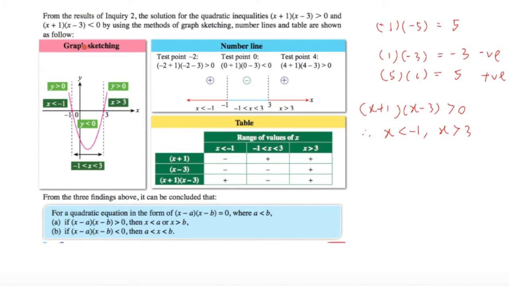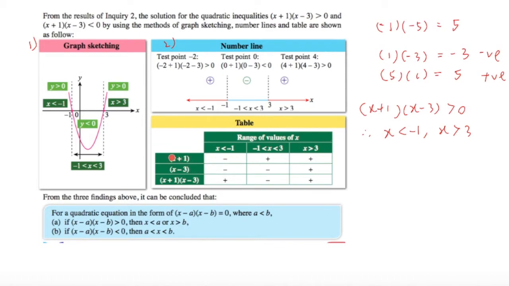If the question is asking you less than 0, you get a negative number, negative sign here. So your answer is in between. This is number 1, number 2. Right? Graph this one straight away, more than and less than, in between. If number line, you need a number to substitute into the equation to test. Okay, the last method, table method, range of value.